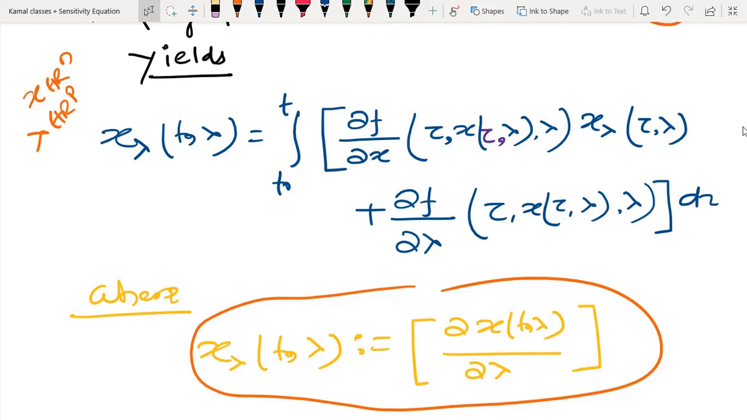Since f is a function of x, and x is a function of tau and lambda, I have dou f by dou x, and after that dou x of tau and lambda by dou lambda. That same term whatever I have written here is going to appear here. And this function is also an explicit function of lambda, so I have dou f by dou lambda, and after that d lambda by d lambda. Due to that reason it is unity, so I haven't written that.